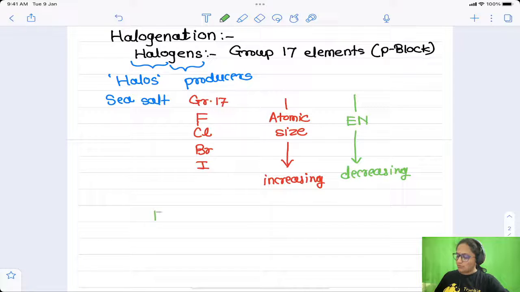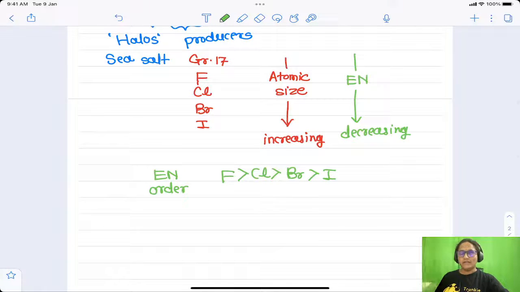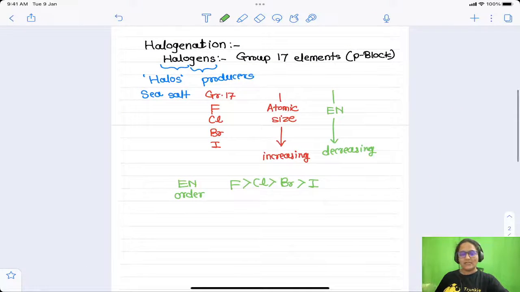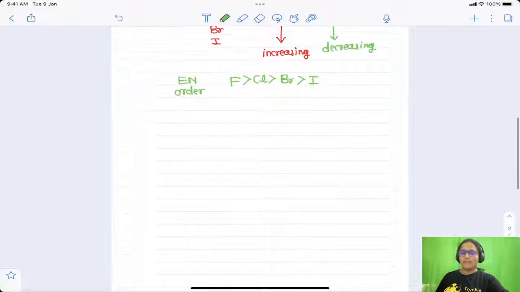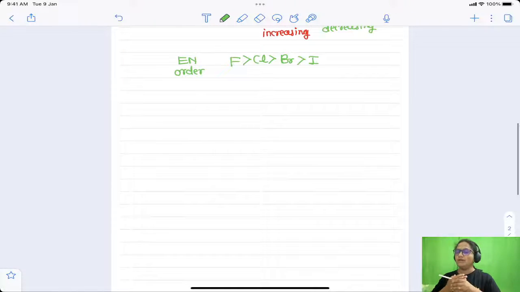That means if I want to write down the electronegativity order, fluorine is most electronegative, then chlorine, then bromine, and then iodine, right? Electronegativity is the tendency to attract the bonding electron towards itself. So fluorine likes the electron very much as compared to chlorine, bromine, and iodine. So these are the properties of elements required to learn the halogenation reaction, right?